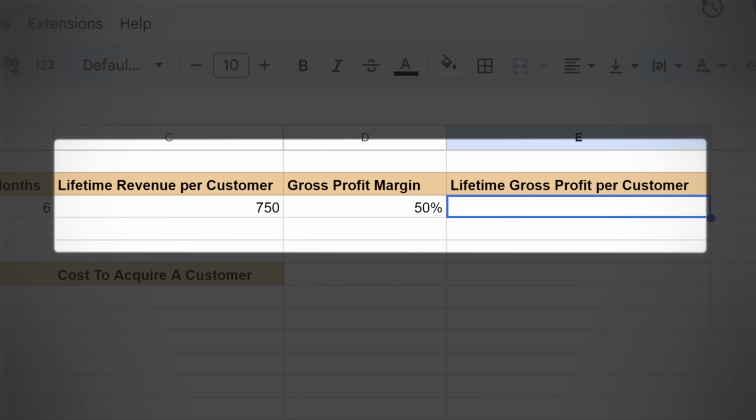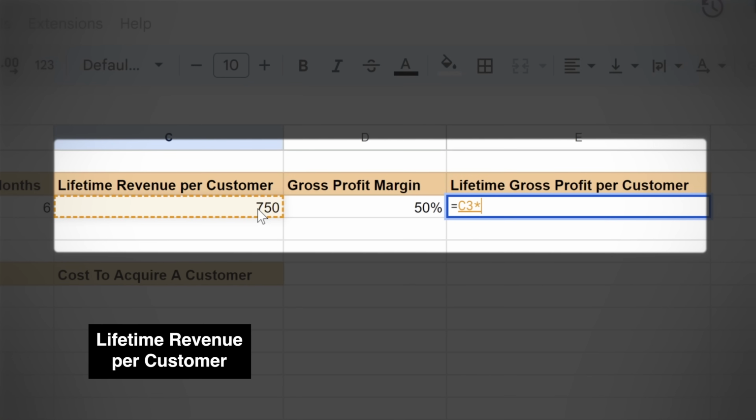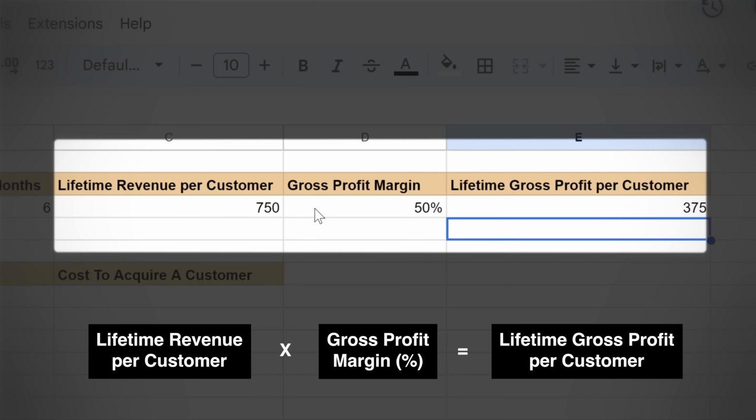Now that gives us a lifetime gross profit. We just times these numbers together again. So we times that 750 by 50%, and that gives us 375. So our lifetime gross profit per customer on average for this example business is $375, a really, really important metric.